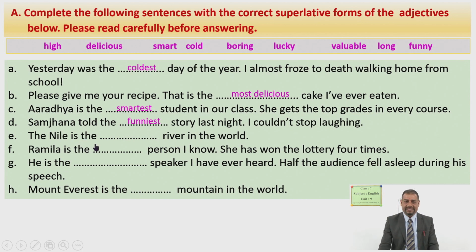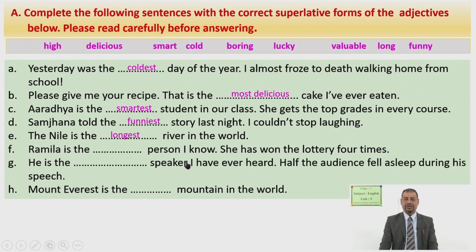Next, the Nile is the. Which can be the correct adjective? First, tell me. Oh, yes, that is long. Good job. And what is its superlative form? Can you tell me? Long. Okay. So again you have to add there est and it becomes the Nile is the longest river in the world.